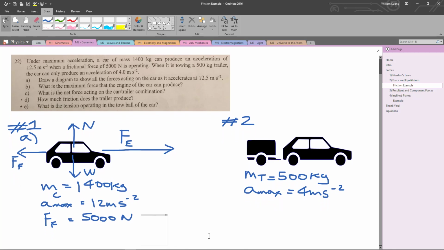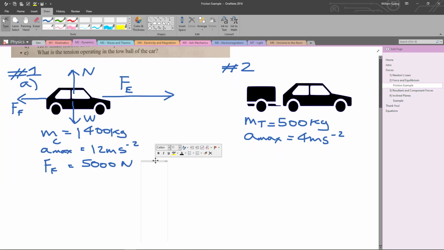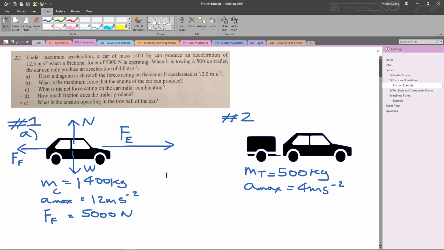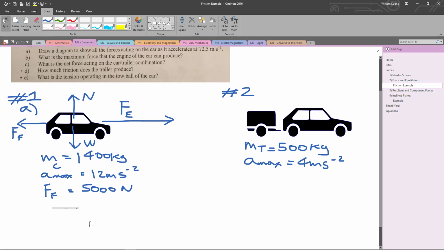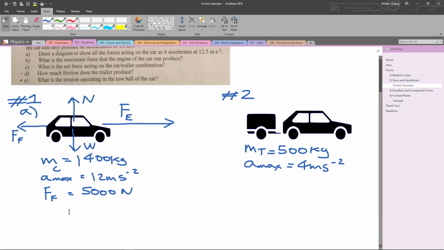I'm just going to give myself a little bit more space. In part B, we're asked, what is the maximum force that the engine of the car can produce? For the maximum force of the engine in the first example, I'll make it so you can still see the question. We're being asked to find the engine force. So this force here, what is it?